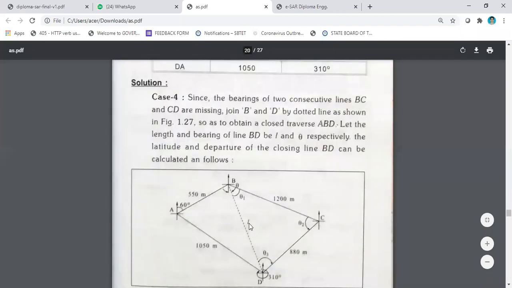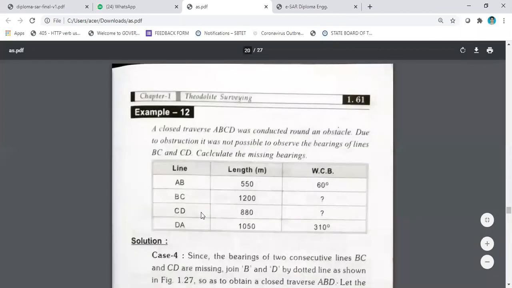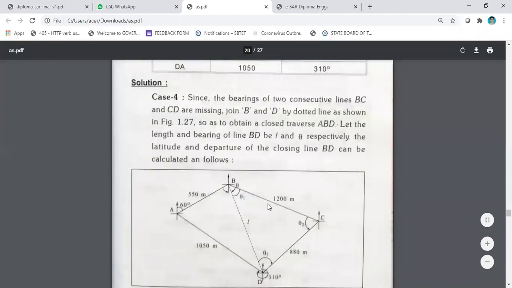This is the diagram: AB, BC, CD, in which BC and CD are omitted. So bearings of BC and CD are not there. Therefore, we need to omit these two, as in the first case, we need to omit the two required lines. We should consider whatever values are there.